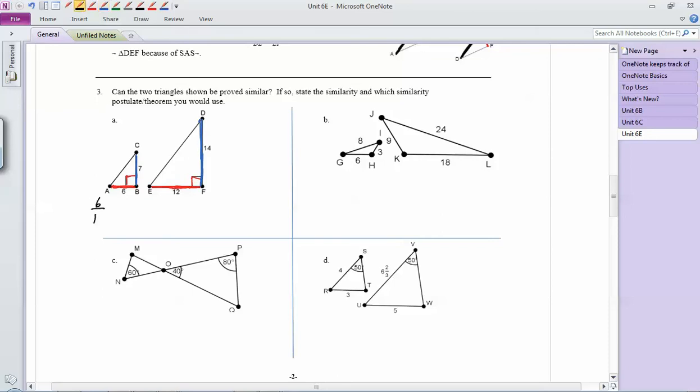So is 6 over 12 the same as 7 over 14? And yeah, it is. They're both 1/2. So right away, we get two pairs of sides matched up, and the angle in between them is the same, so we can say that the triangles have to be similar. And if I call the first one ABC, then the second one has to be EFD because of SAS similarity.